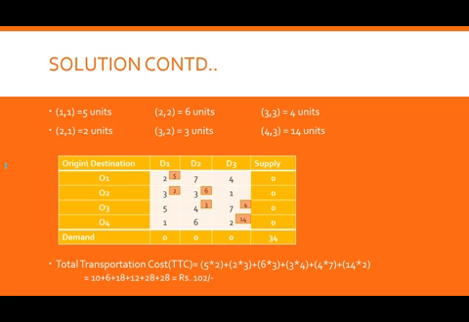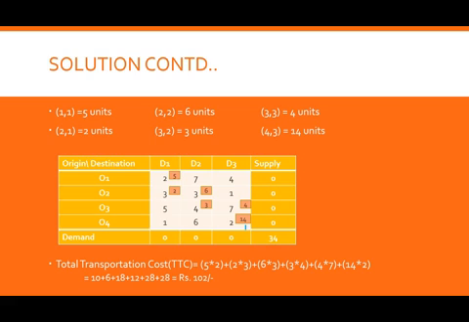Okay. So where all have I got assignments? In first row, first column, I have 5 units. Second row, first column, 2 units. Second row, second column, 6 units. Third row, second column, 3 units. Third row, third column, 4 units.